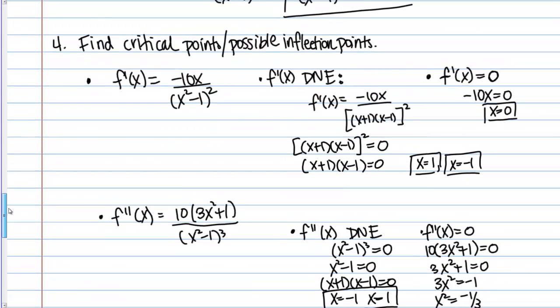Increasing and decreasing information comes from the first derivative, right? So what did I find for the first derivative? Well, I found that 1, negative 1, and 0 are places where the derivative might change signs. So let me put those on my number line: negative 1, 0, and 1. Those are my x values, and what I want to look at now is the sign of the derivative on each of the intervals of my number line. The first derivative was negative 10x over x squared minus 1 quantity squared. Once again, I'm just concerned with the sign of the derivative, not what it actually is.